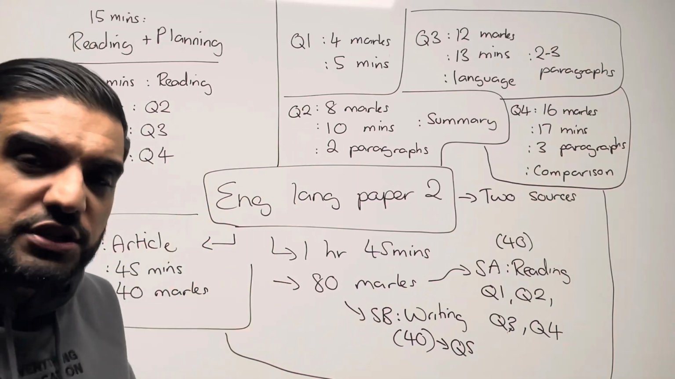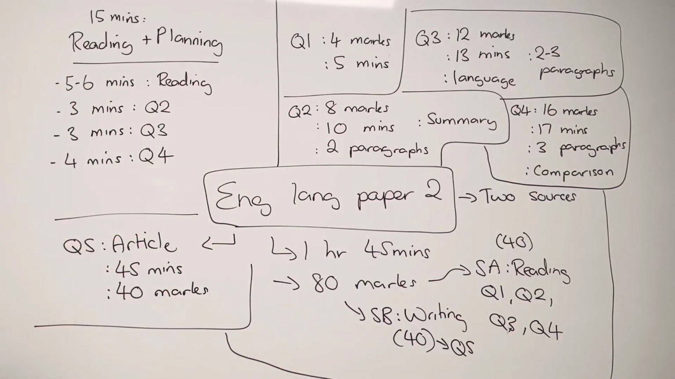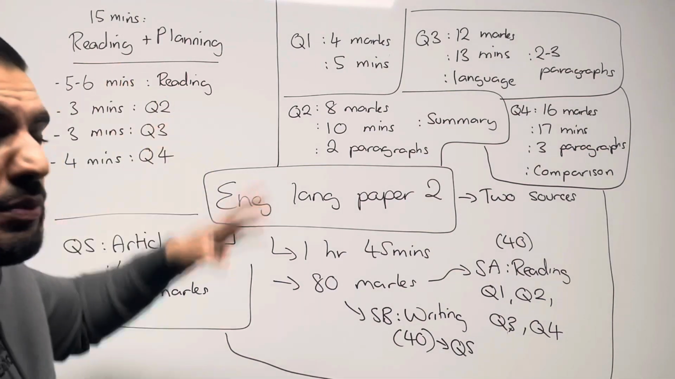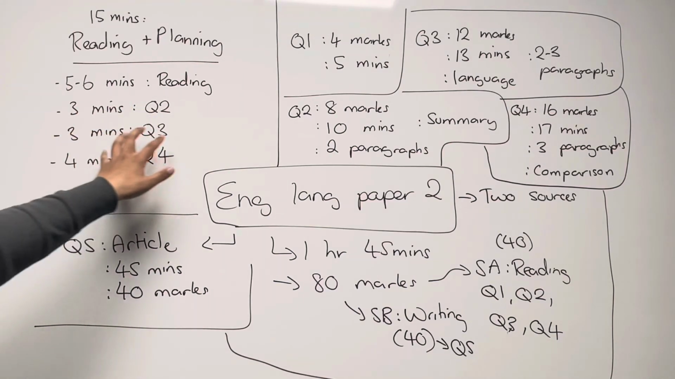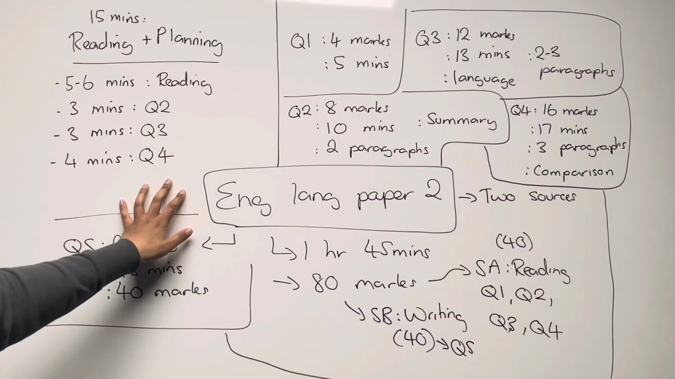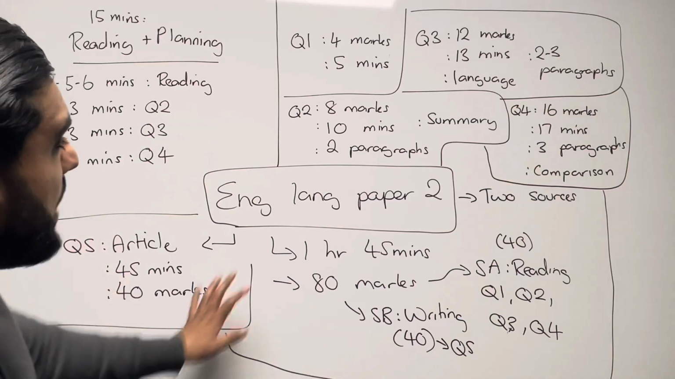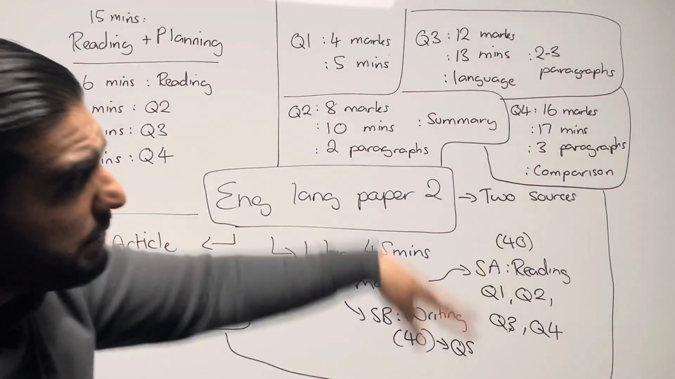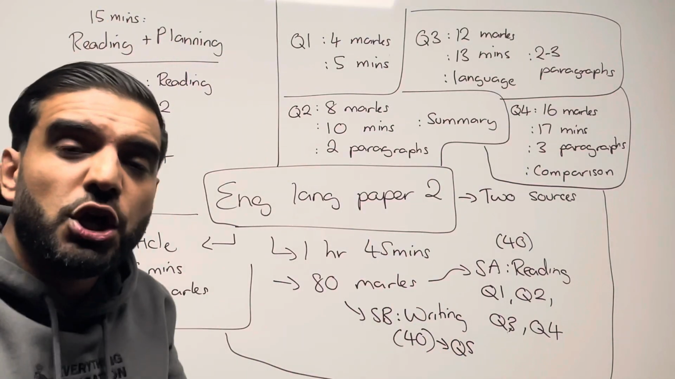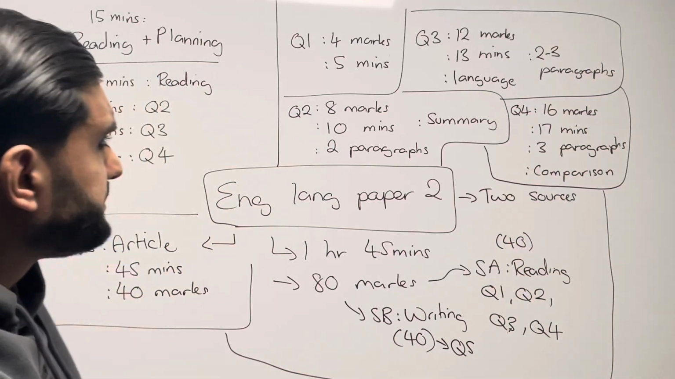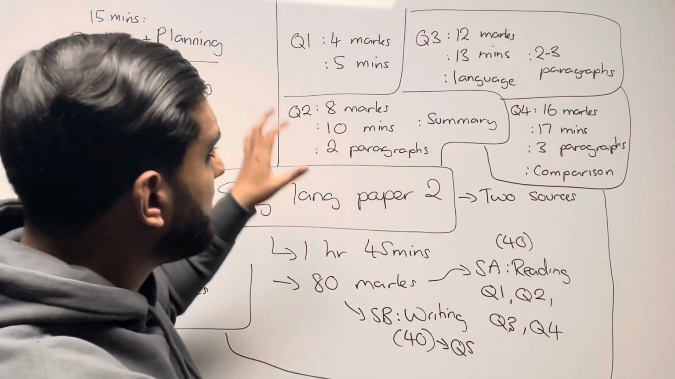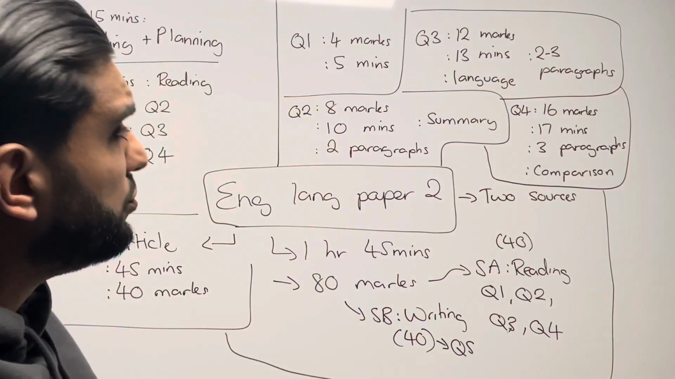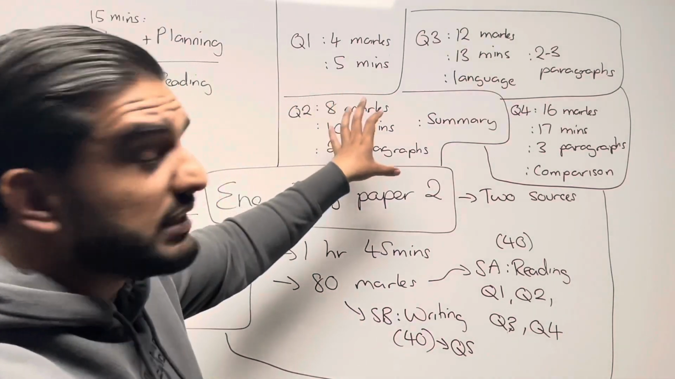After you've completed the article in 45 minutes, then you move on to your 15 minutes, which is reading and planning time. You spend 5 to 6 minutes reading the 2 sources. Then you spend 3 minutes planning question 2, 3 minutes on question 3, and 4 minutes planning question number 4. That is your 15 minutes up. That is an hour of the exam done. Then we move on to the final 45 minutes. You spend the first 5 minutes answering question number 1. You spend the second 10 minutes answering question number 2, which is an 8-mark question, writing a summary.